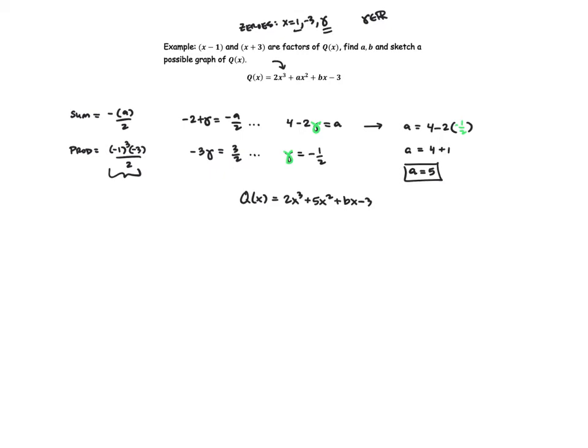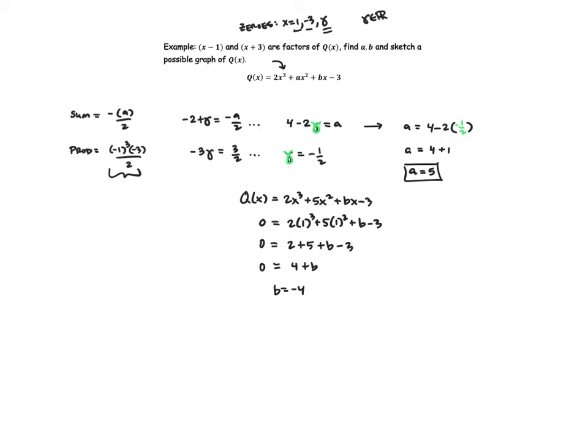Now, if these are all zeros, 1 and negative 3 and gamma, then q of 1 should equal 0. I'm going to plug in a 1. It's going to be the easiest to work with. That'll be b times 1 minus 3. Now I can easily solve for b. So I'll have 0 is equal to 2 plus 5 plus b minus 3. So 0 is equal to 4 plus b, thus b must equal negative 4.